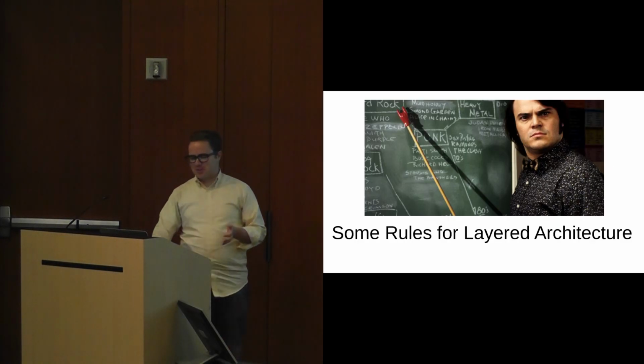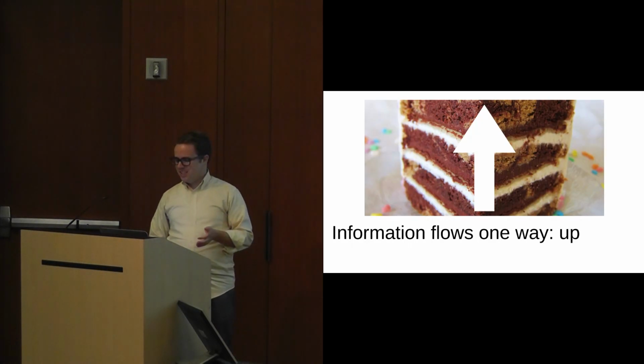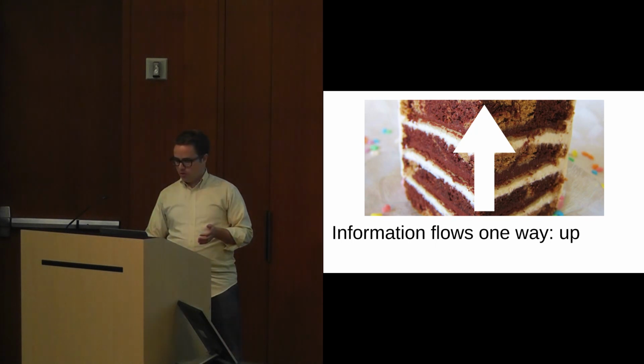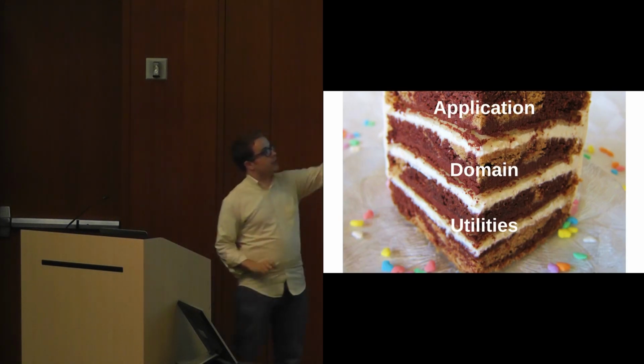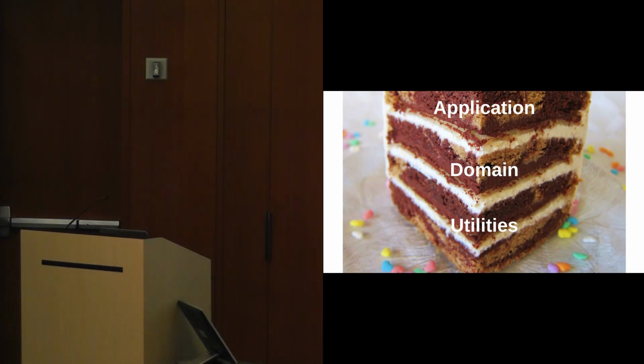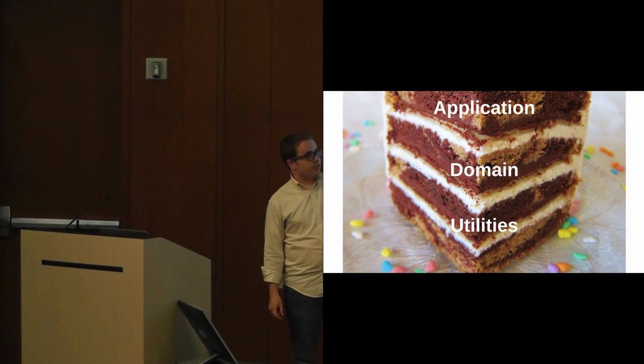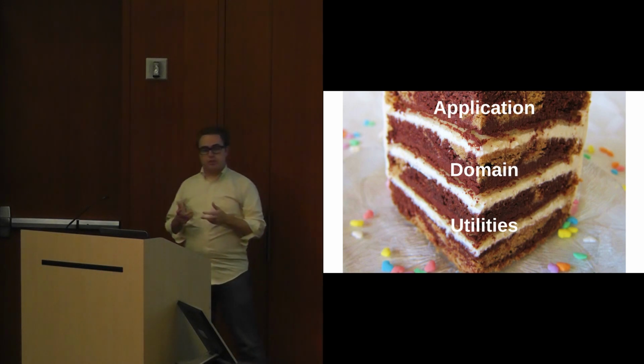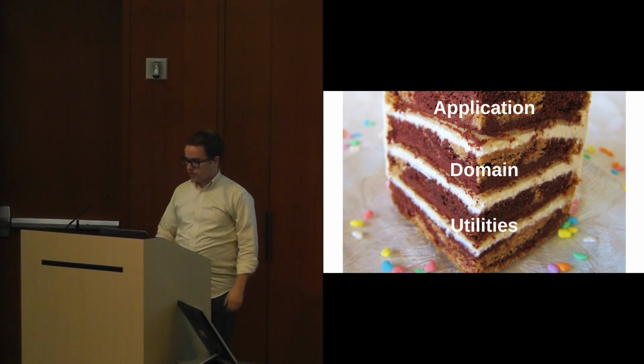So here are some rules for layered architecture. Information flows one way, up. So your application layer can contain references to objects in your domain layer, but not the other way around. Application layer can contain references to objects in your utilities, but not the other way around. And that makes it so you don't get tight coupling, and it also makes sure that you don't have any circular dependencies.